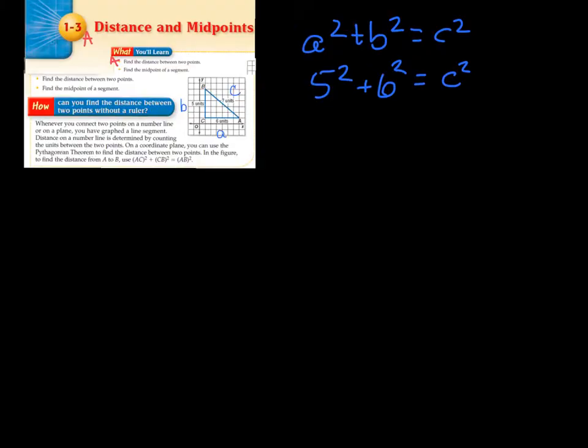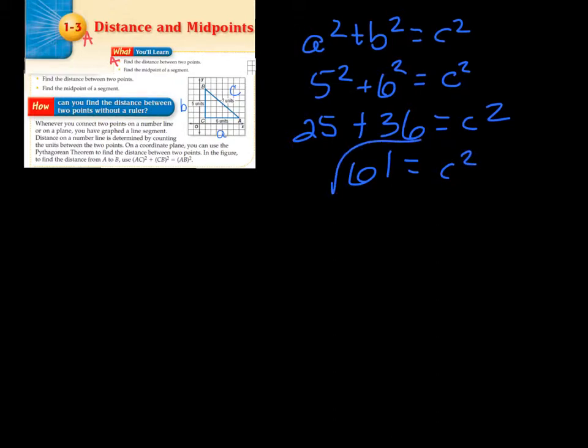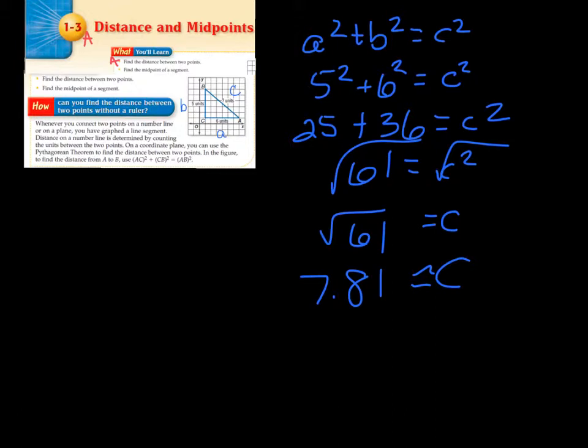They didn't finish the problem, but let's look at it real quickly, just reviewing the Pythagorean theorem. So it would be 25 plus 36 equals C squared, which is 61. But we're going to want to know C, so we're going to take the square root of both sides. So that means C equals the square root of 61, which is approximately, using the calculator, 7.81, rounding to the nearest hundredth.